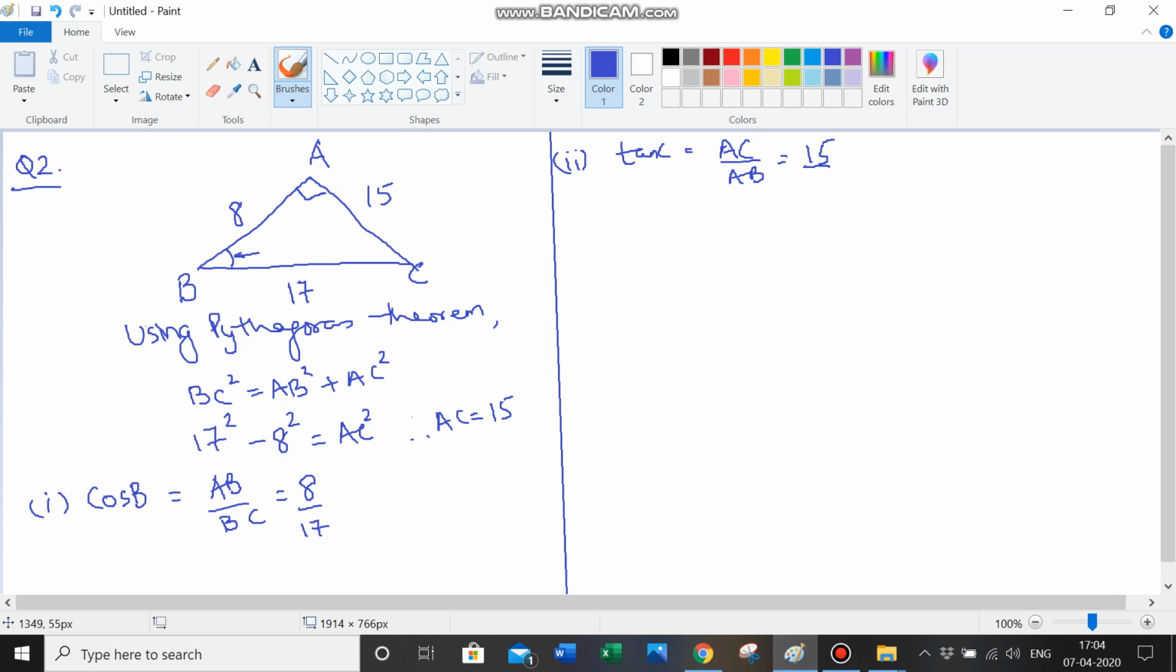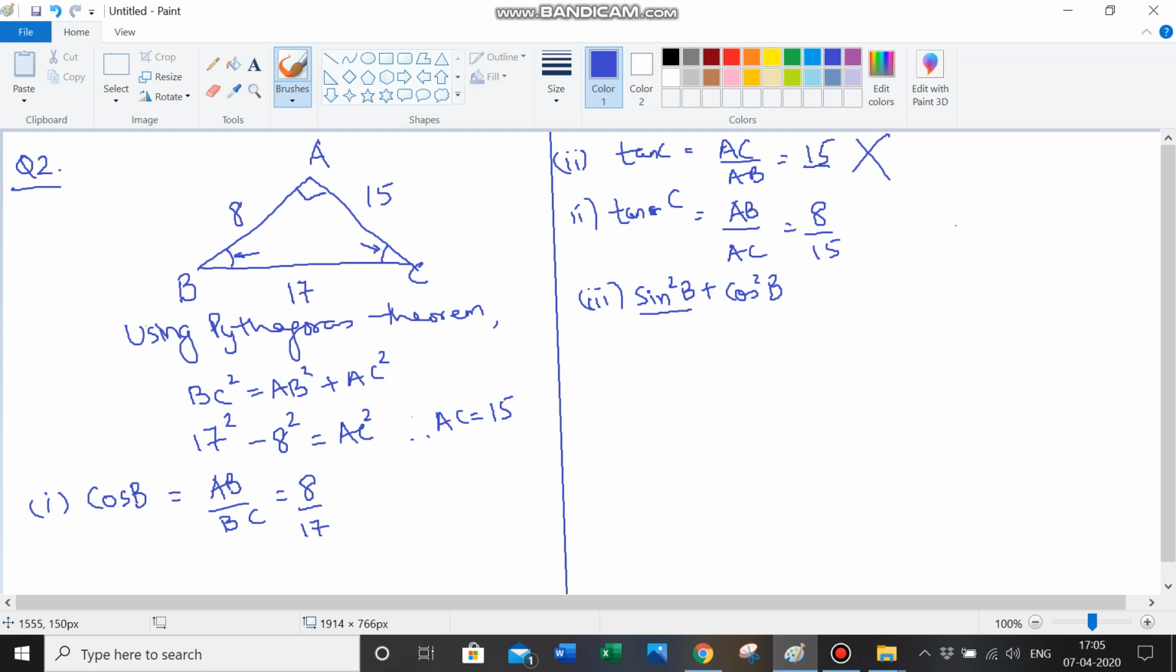Oh, notice I have made an error. So this is wrong because now the reference angle has changed. They are looking at angle C. So now the reference angle is C. So then this is equal to TOA, which is opposite. The opposite to angle C is AB, and the adjacent to angle C is AC, which is equal to 8 upon 15.